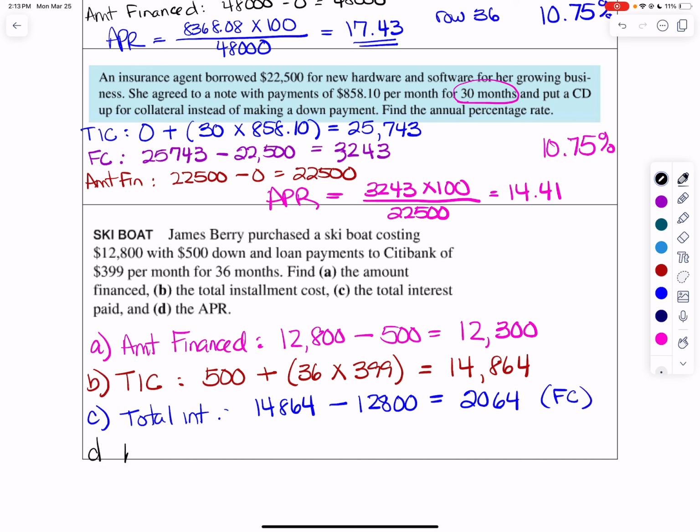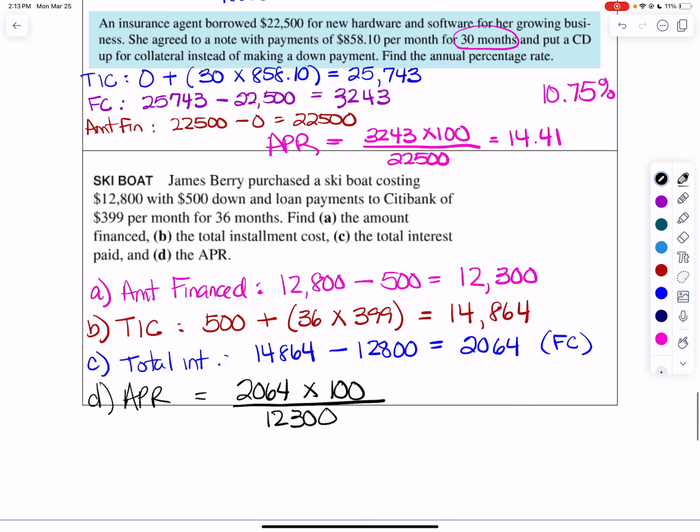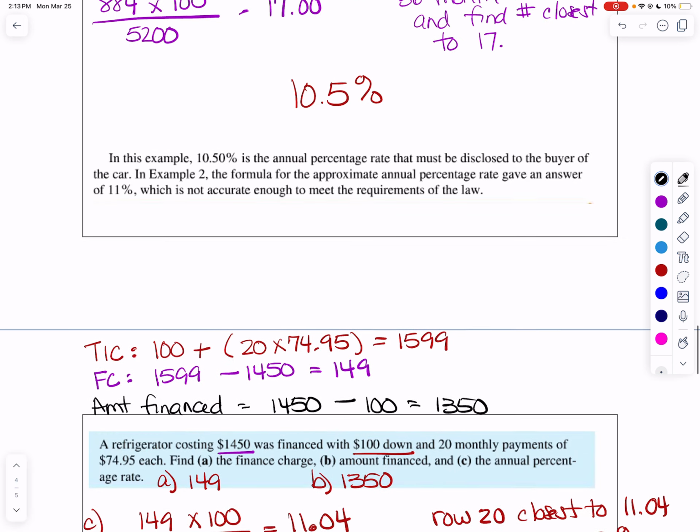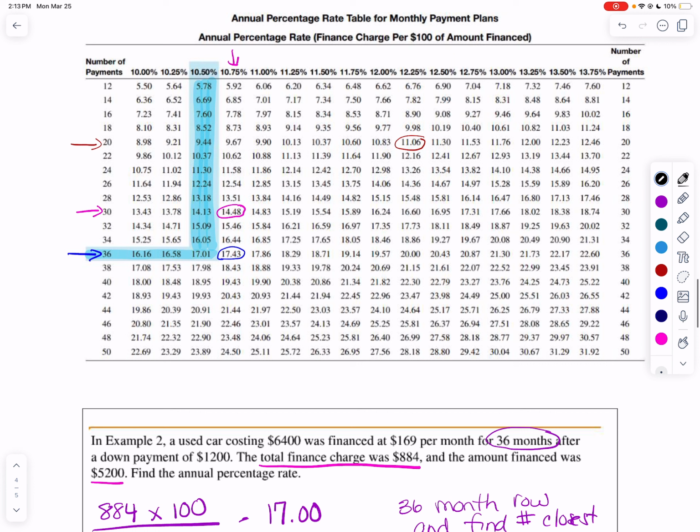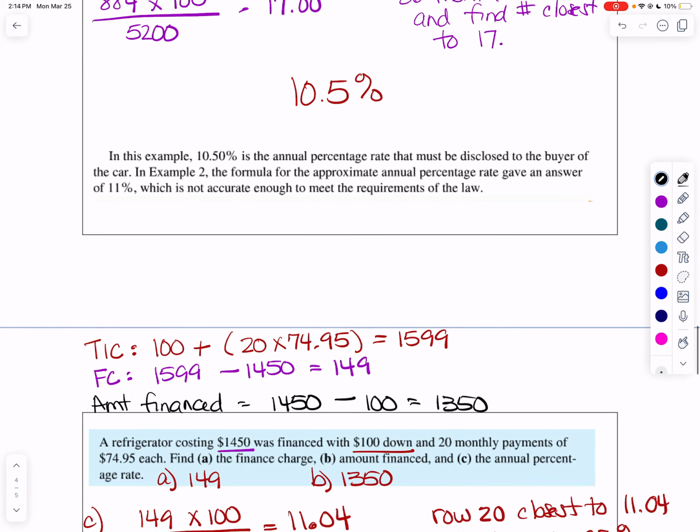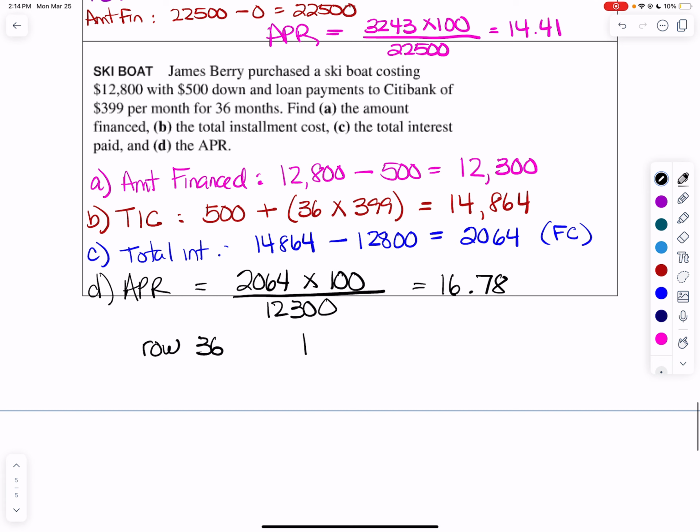And then the last thing they want is the APR. So we take the finance charge, $2,064, times 100, divided by what was financed. And that comes out to be $16.78. And so we're going to look at row 36, and we're going to find the number closest to 1678. 1678 would be that one, 1658. So we'll say this is 10.25%. And that finishes 12.2.